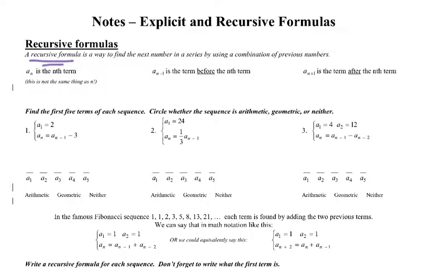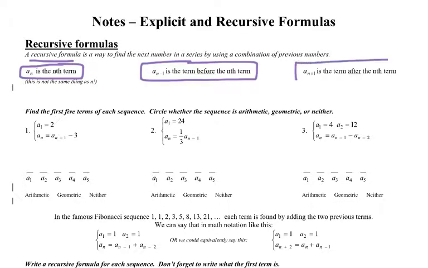So we already know that a sub n is the nth term. We know that that's not the same thing as n, right? N is like the place of the term in line, and a sub n is the value of that term. But now we introduce a sub n minus 1, the term before the nth term, and a sub n plus 1 is the term after the nth term. So this is what I call math secret code.